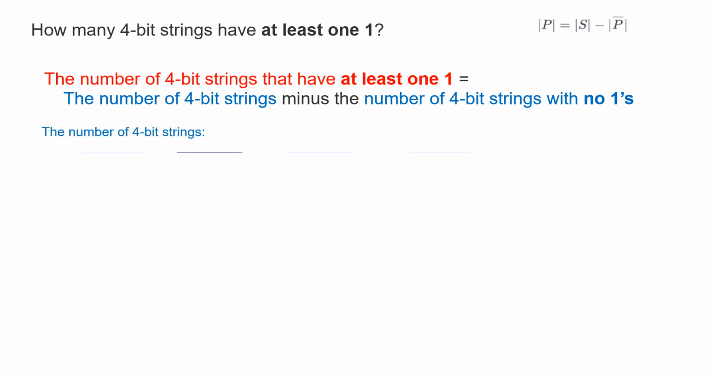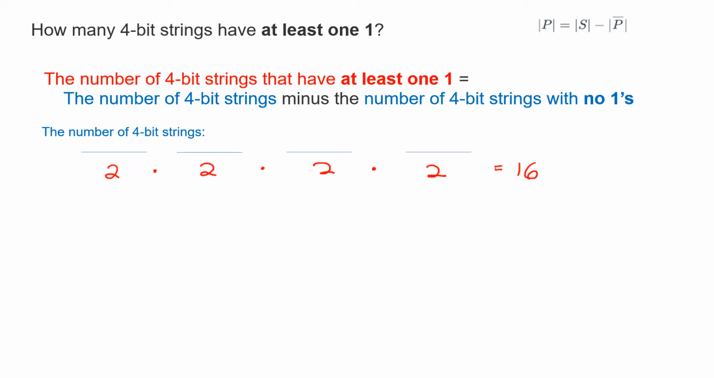So first of all, the first part, the number of 4-bit strings. Well, there would be 4 slots. And if we're just talking about 4-bit strings in general, we don't have any restrictions. We'd say, well, there's 2 possibilities for the first slot, a 0 or a 1. Same thing for the second slot, and so on. So we'd have 2 times 2 times 2 times 2, and that would equal 16. So that's the first part of this. It's the number of 4-bit strings in general.